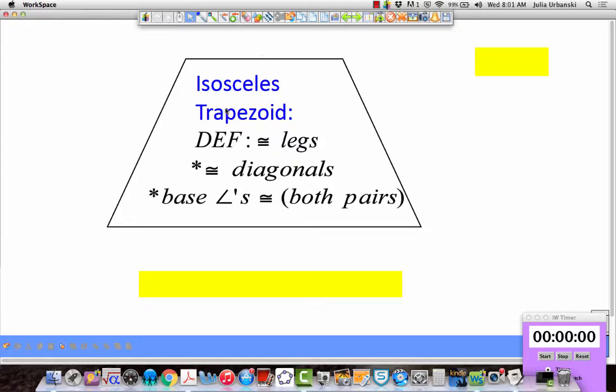Which two shapes have congruent diagonals? Look on your chart. Congruent diagonals. Rectangle and, yes, a square because that's a type of rectangle, and then the isosceles trapezoid. Yeah, the congruent diagonals right there.